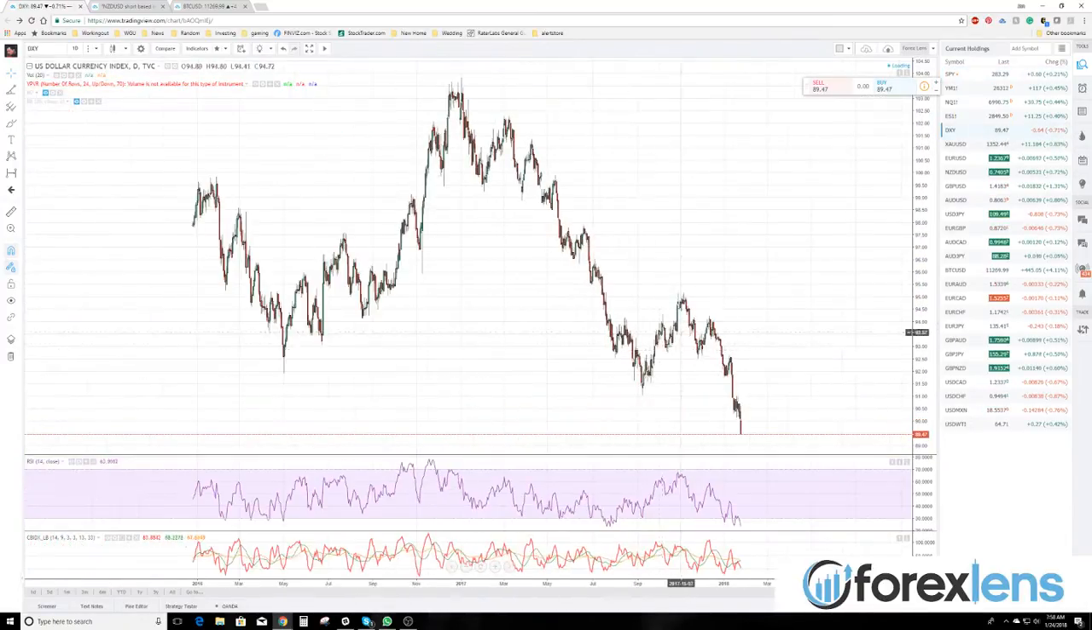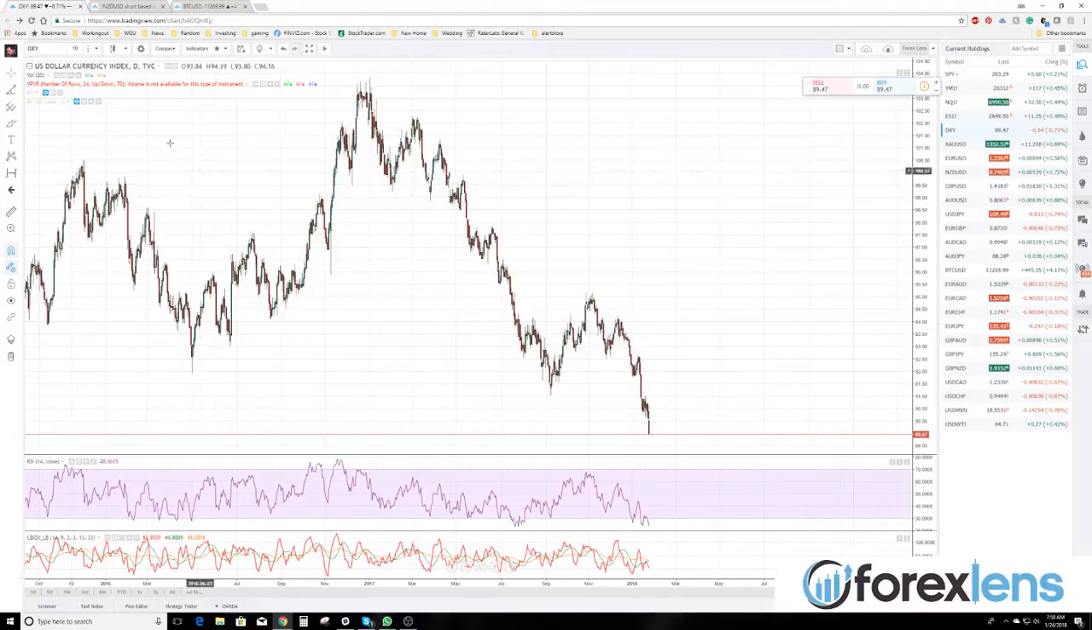The DXY, the dollar index, that has been hammered. We've had essentially in the dollar index, and this is kind of where a lot of the strength is coming from. From the beginning of the year of 2017 until now, we have just been in a straight down thrust. How long do those moves last?